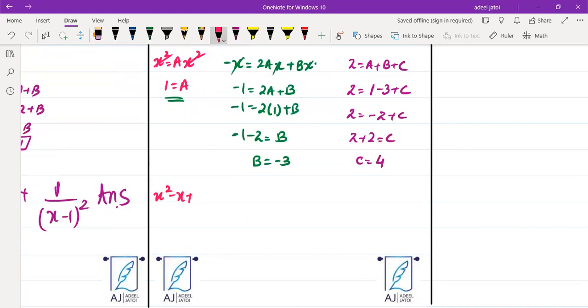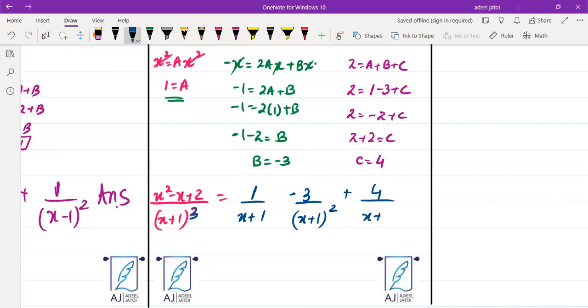So if we just write down the answer in the correct manner, this should be (x square minus x plus 2) upon (x plus 1) cube, which can be written as, a value is 1, 1 upon x plus 1, minus 3 upon (x plus 1) whole square, and lastly we have 4 upon (x plus 1) cube. So the question was x plus 1 cube. So this will be the answer for (x square minus x plus 2) upon (x plus 1) cube.